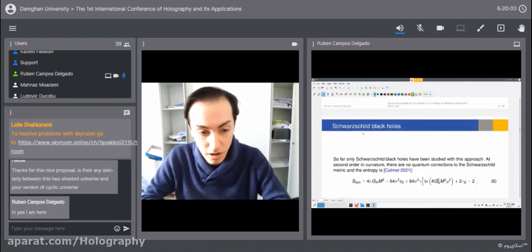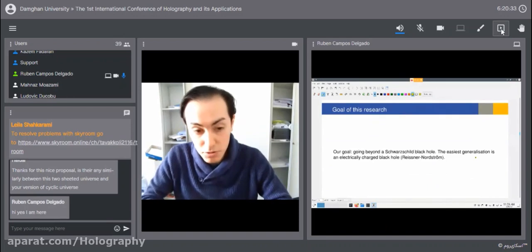With this approach, so far, only Schwarzschild black holes have been studied. It is remarkable that even though the Wald formula was found in the 80s, only last year, in 2021, Calmet used this approach to find the quantum corrections to the entropy of a Schwarzschild black hole. And this is the result that he found.